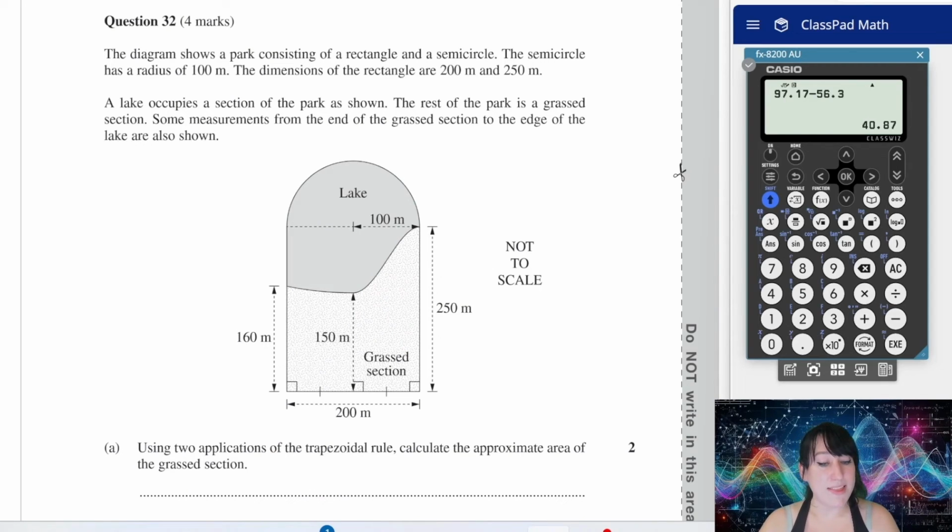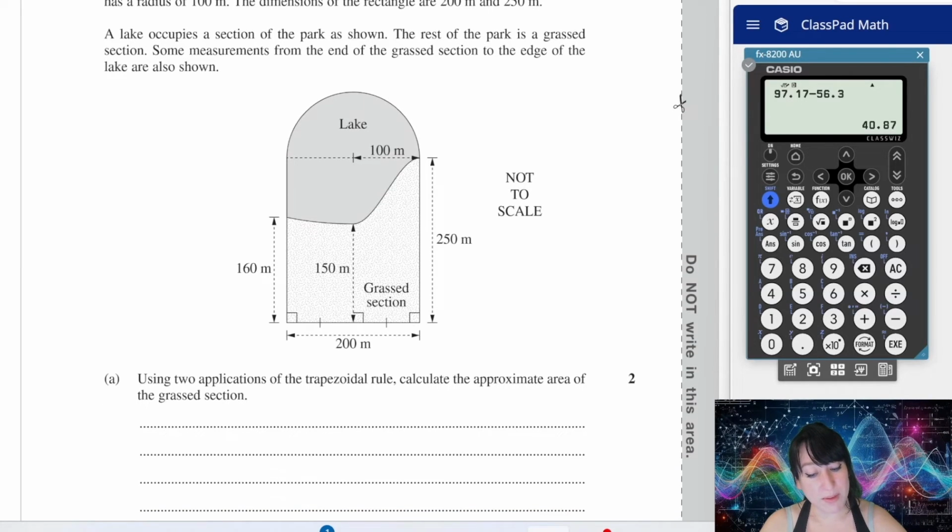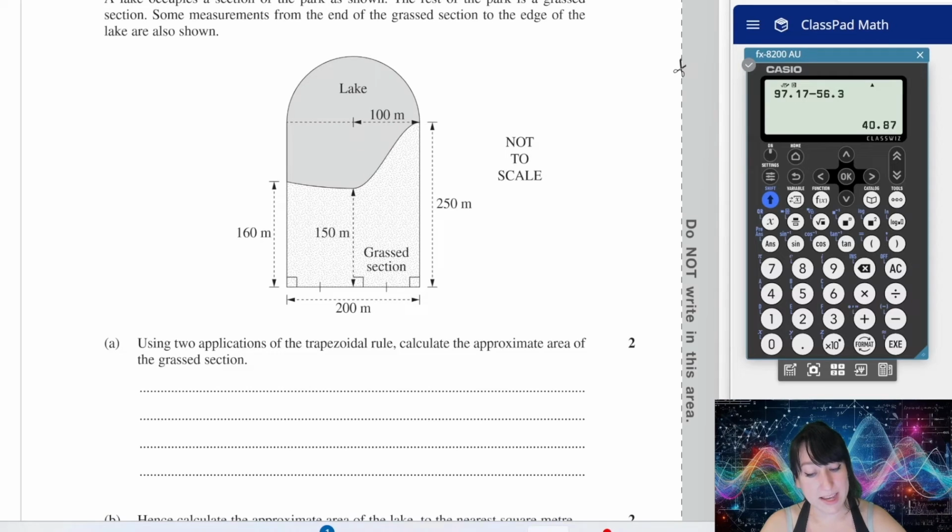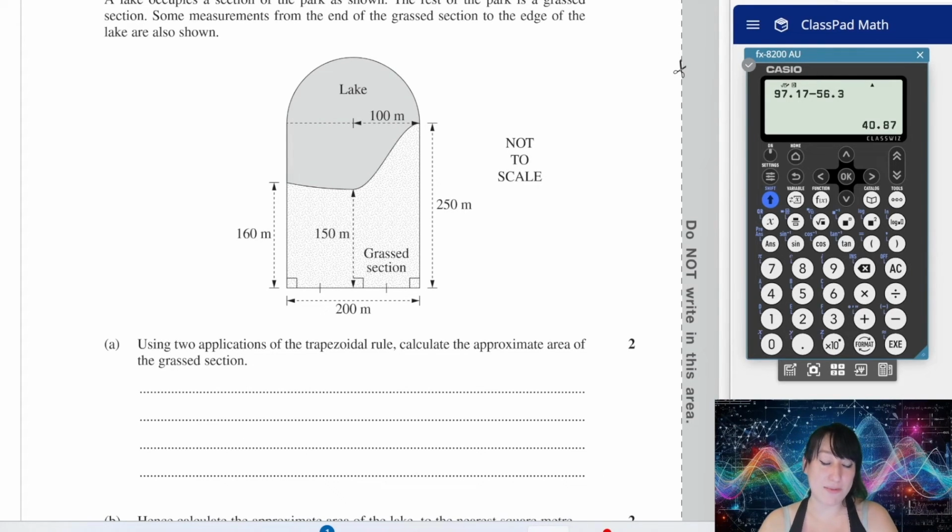Question 32. The diagram shows a park consisting of a rectangle and a semicircle. The semicircle has a radius of 100 meters. The dimensions of the rectangle are 200 meters and 250 meters. A lake occupies a section of the park as shown. The rest of the park is a grassed section. Some measurements from the end of the grassed section to the edge of the lake are also shown. So, we're going to use 2 applications of the trapezoidal rule to calculate the approximate area of the grass section.